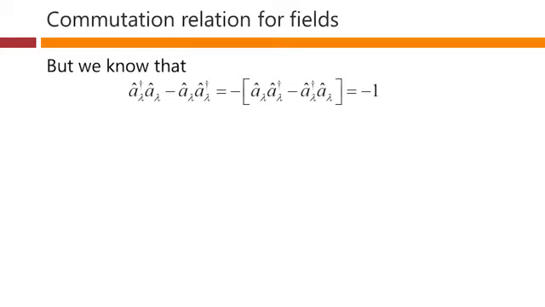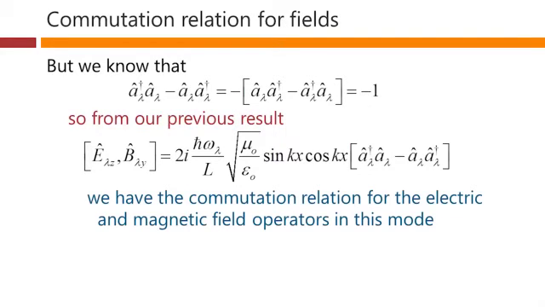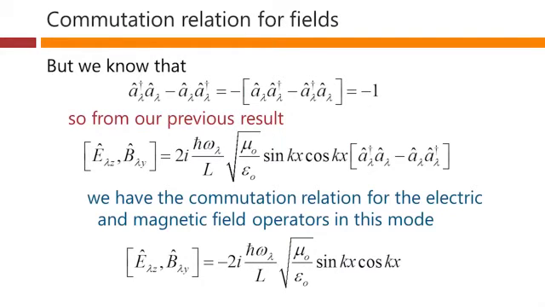But we know that this relation here was just minus this one here. And this one we recognize as our commutator, a a dagger minus a dagger a. And we knew that that equaled 1. So with our minus sign in front here, we've got minus 1 for this entity. So therefore, we can rewrite our previous result in this form here. And we have a commutation relation for the electric and magnetic field operators in this mode.